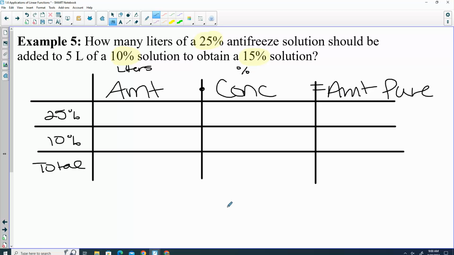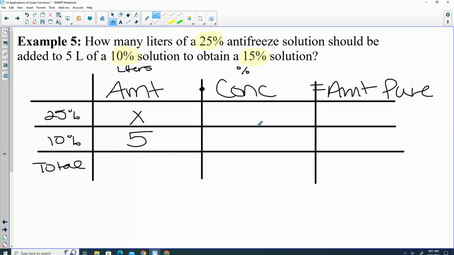So when I start out with how many liters, I don't know it. So the number of liters of my 25% would just be X. Should be added to 5 liters of a 10% solution. So how much of my 10% do we have? 5.